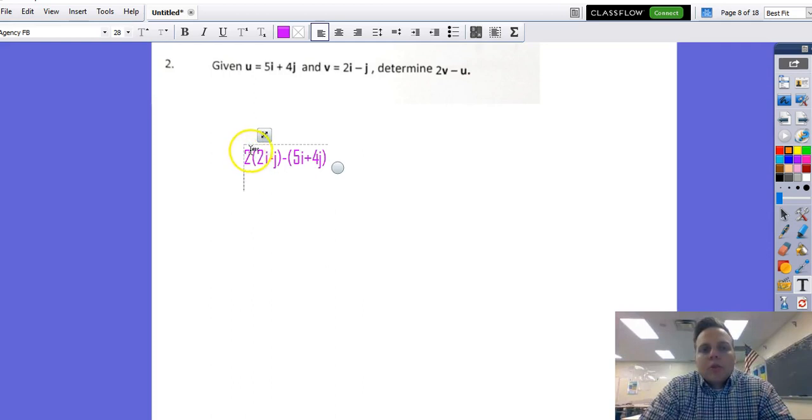So we need to distribute the 2 in. So 2 times 2i is 4i. 2 times negative j is negative 2j. Minus, this goes to both, so it becomes minus 5i minus 4j. So now I just put like terms together. 4i minus 5i is negative i. You can say negative 1i if you want to as well. And then negative 2j minus 4j is negative 6j. And there we go. That's our answer.